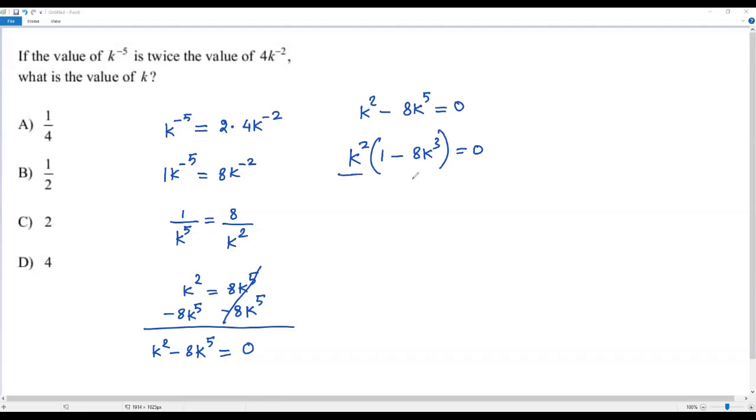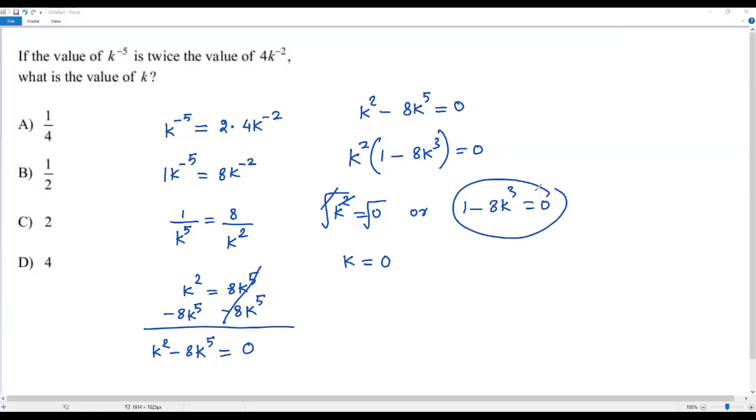Here the product of terms equals 0. Whenever the product of two quantities equals 0, either the first one has to be 0 or the second one has to be 0, or both of them may be 0. Anyway, so k square may be 0, or 1 minus 8 times k to the third power may be 0. Now to solve for k in this equation, we have to get rid of the square that we have for k. For that, we have to take the square root on both sides. When I take the square root on both sides, the square root and square will cancel out. I am getting k equals the square root of 0. Square root of 0 is still 0. I got a value of k that is 0, but I don't find this value 0 in any of the answer choices.